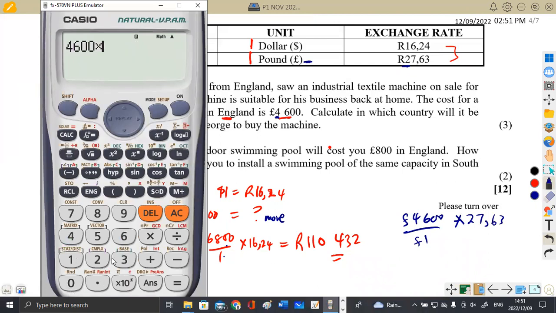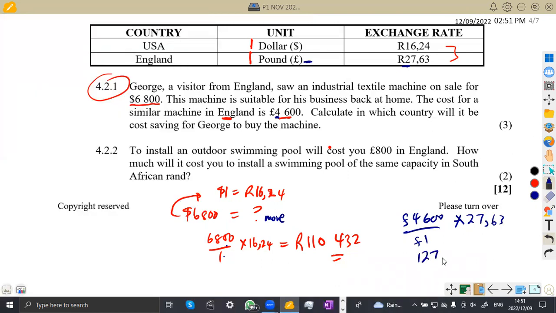4,600 multiplied by 27.63. That is going to be 127.08. Okay, so that's 127.098 rands. So this is what we had when buying in England and when buying in the USA.